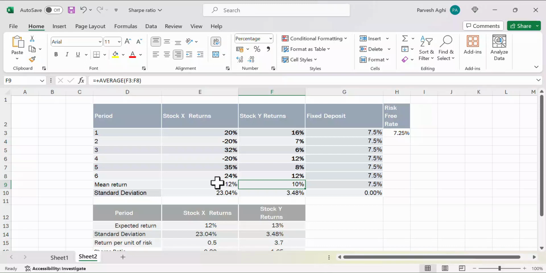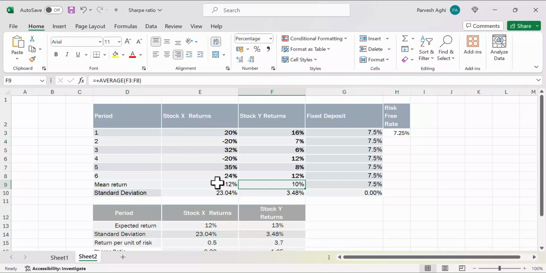Assume in these 5 years, both the companies are stable. They are okay, fine. So this company is giving 12%. This is coming 10%. This is historical returns, isn't it? Now, this is one method to calculate the mean return.